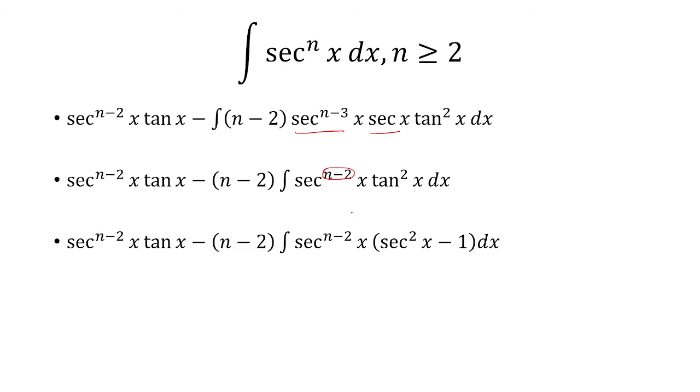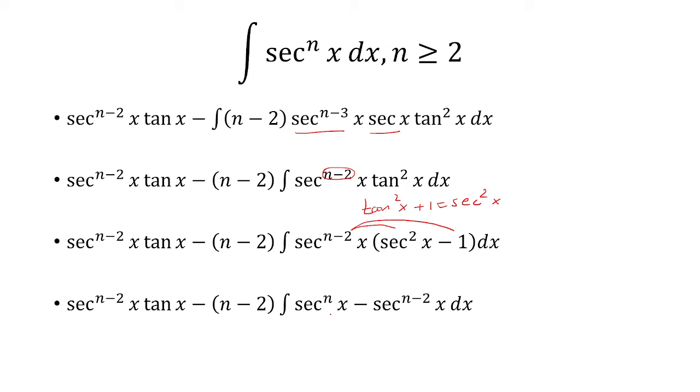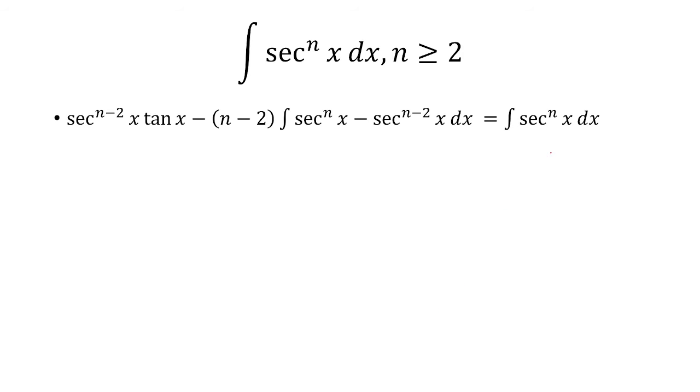Okay. Now from here, I can break up tangent squared into secant squared minus 1. And the reason I can do that is because tangent squared plus 1 is secant squared. So if I subtract both sides by 1, I get tangent squared is secant squared minus 1. Now I'm going to distribute the secant to the n minus 2 power. And so I have secant to the n power minus secant to the n minus 2 power. And so recall that this is equal to the original integral, which is secant to the n power.